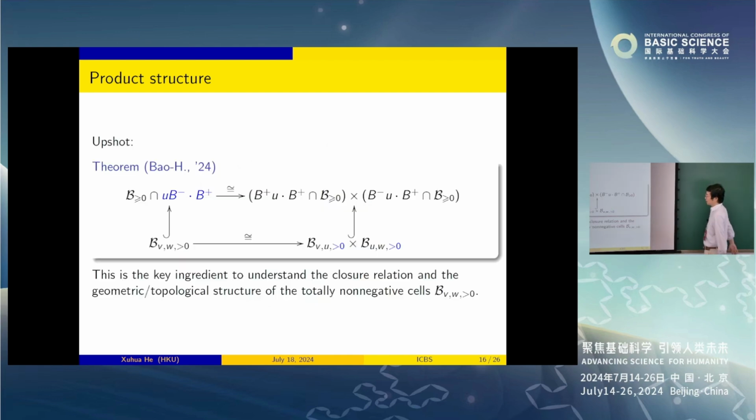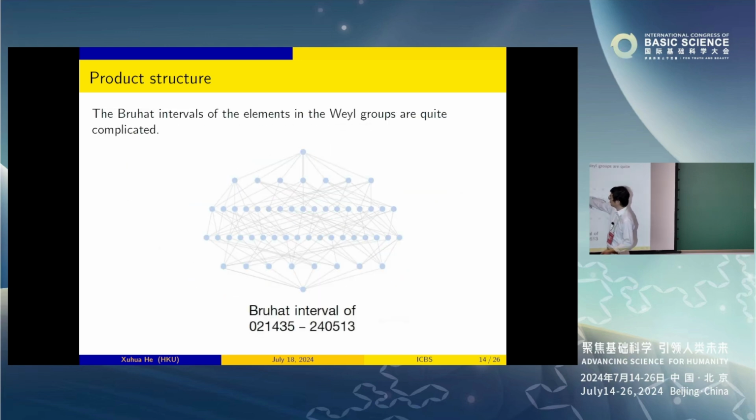So the upshot of this is that we can replace this whole complicated Bohr interval by these simpler ones. And eventually, if we do this again and again, we can reduce to this one dimension. After we reach this one dimensional case, then we understand what happens. But the cost of doing this is that we have to run through all the U's. If you put all the U's together, we get a really complicated picture. And this is how we do this induction.